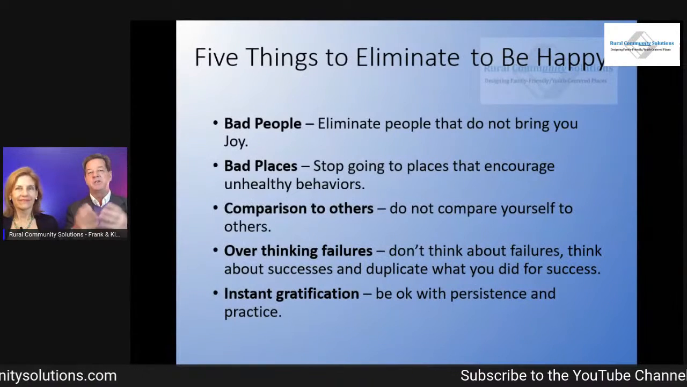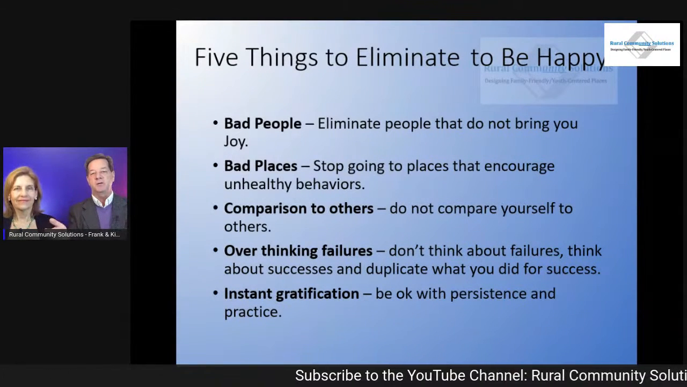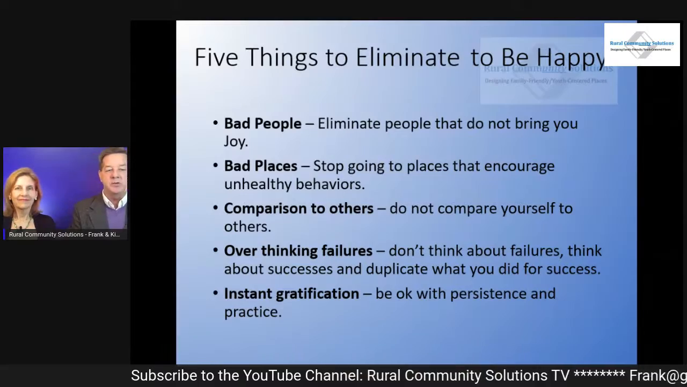Comparison to others. Stop comparing yourself to others. You need to be who you are. You need to do what you do, and don't worry about the opinions of other people. Don't worry about their success or their failure. Just do what you do, and do it with passion, do it with commitment, and do it with persistence. And just keep doing. If you feel what you're doing is the right thing to do, keep doing it.